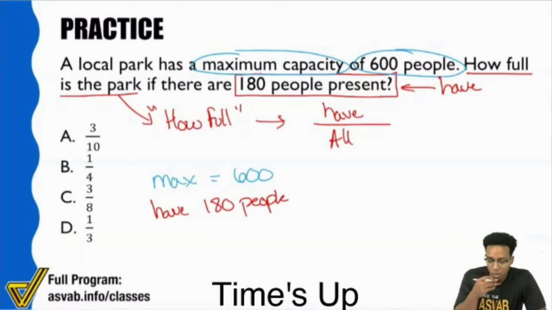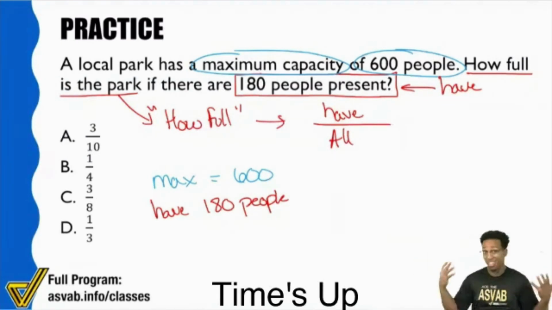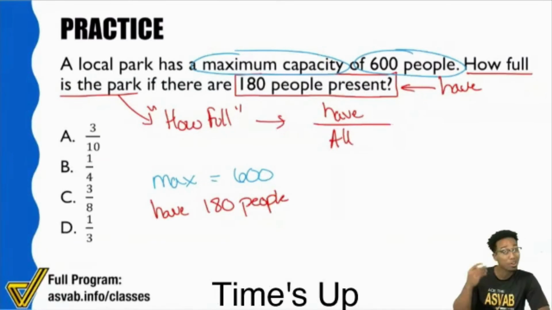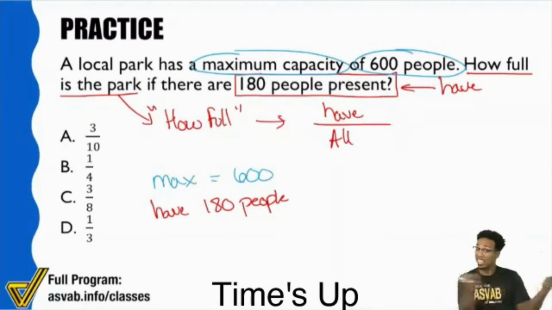So remember, one more time, how full just means what do we have? How much do we have compared to the total that I could have? So here we have 180 people and we have a max capacity of 600. So what that says is, how full is it? You get 180 out of the 600 people. You got 180 out of.